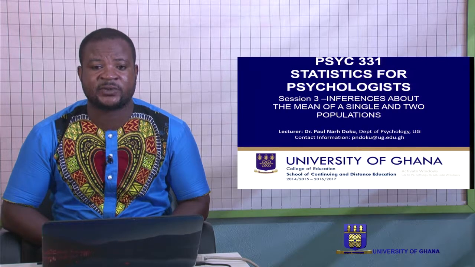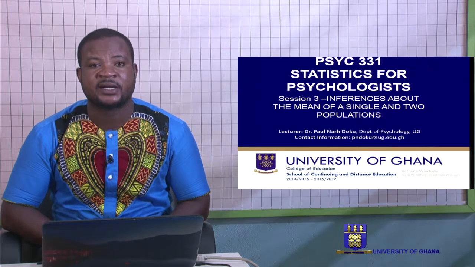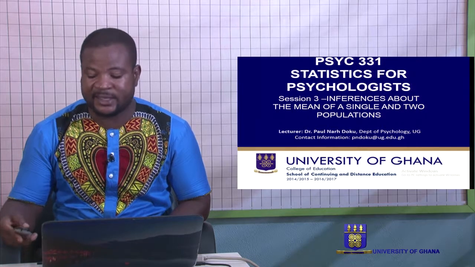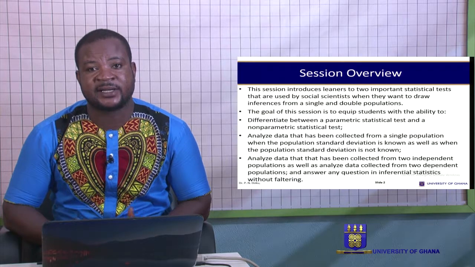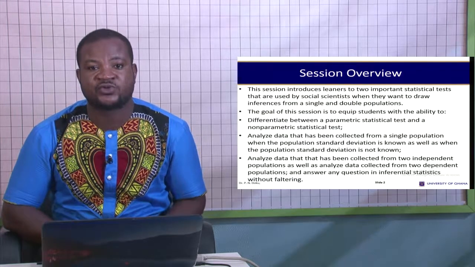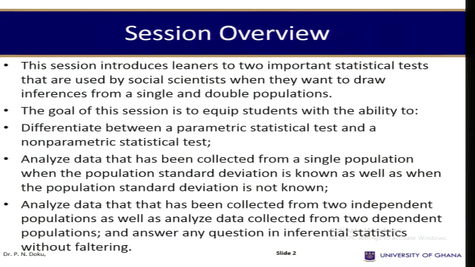And so in this section, we will be looking at two key statistical tests. And these are tests that we run when we are dealing with only one sample drawn from a single population, and tests that we run when we are dealing with two samples that we have randomly picked from two different populations. So the goal of this section is basically to equip you with the ability to differentiate between the parametric test and the non-parametric test.